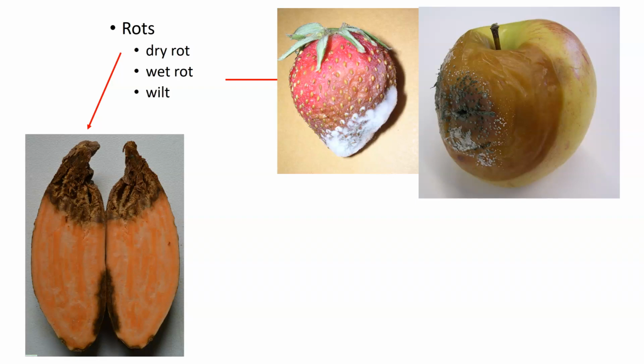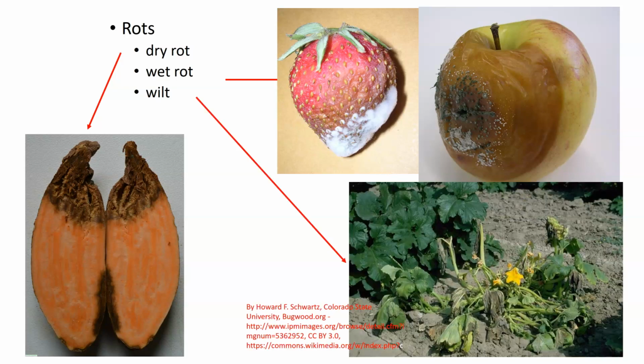We have what we call a wilt. In a wilt, the plant loses turgor due to many different reasons. A wilt would look something like this, where you can see the plant is unable to keep its water relations together, and it's just falling apart, and it is totally non-functional at this point.